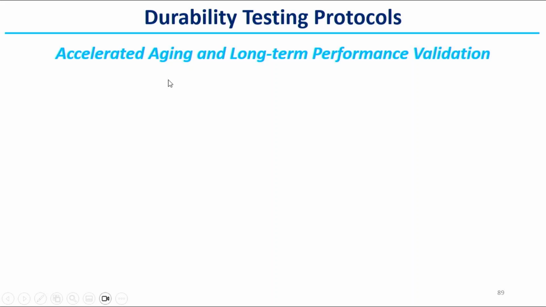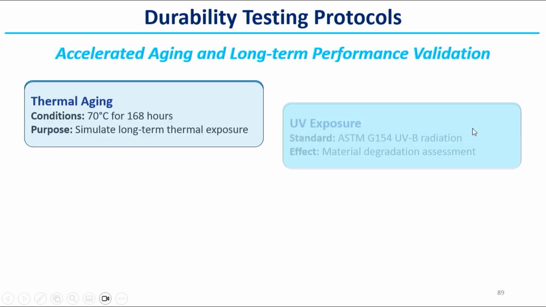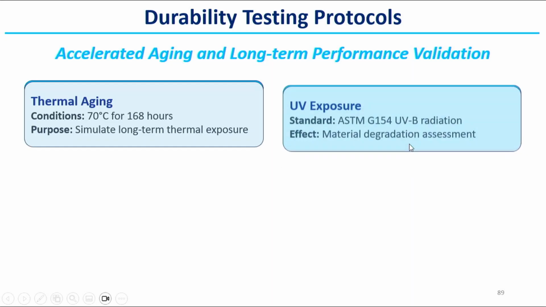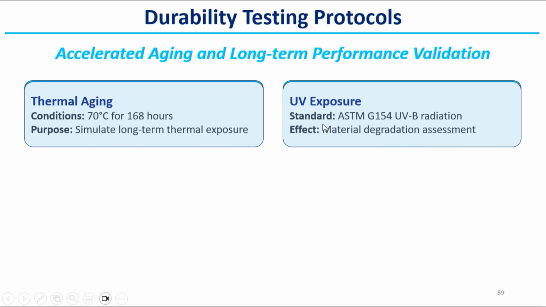So, accelerated aging and long term performance validation we should do. Thermal aging is done in extreme cold weather clothing, any clothing, at 70 degree Celsius for 168 hours as per the standard. Purpose: simulates long term thermal exposure and UV exposure as per ASTM G154. UVB radiation is continuously projected and material degradation is assessed.